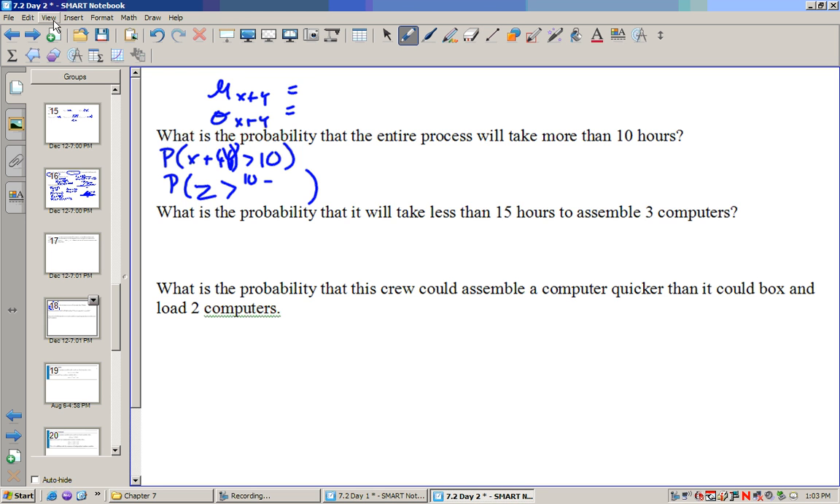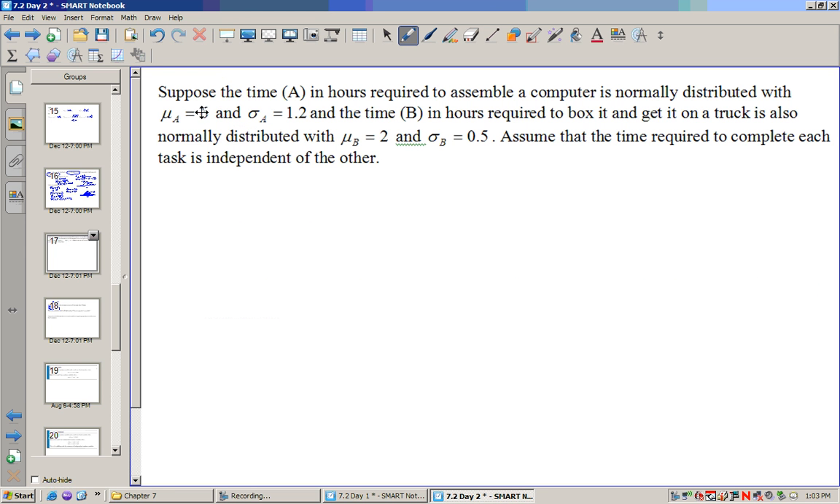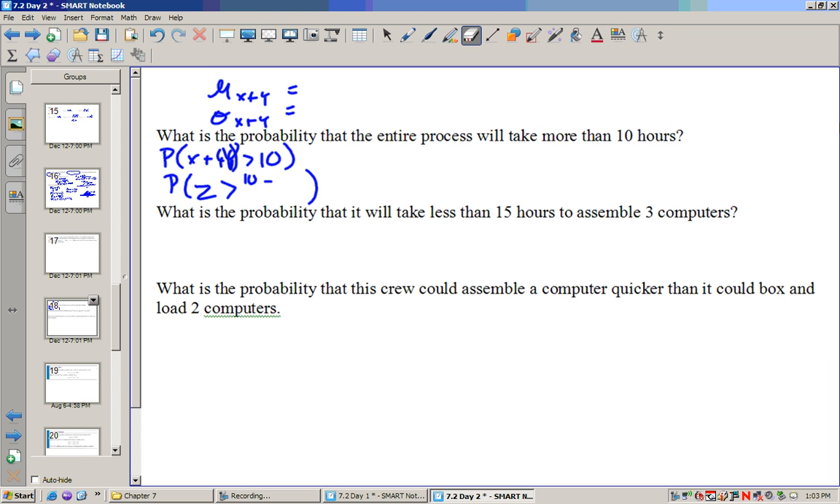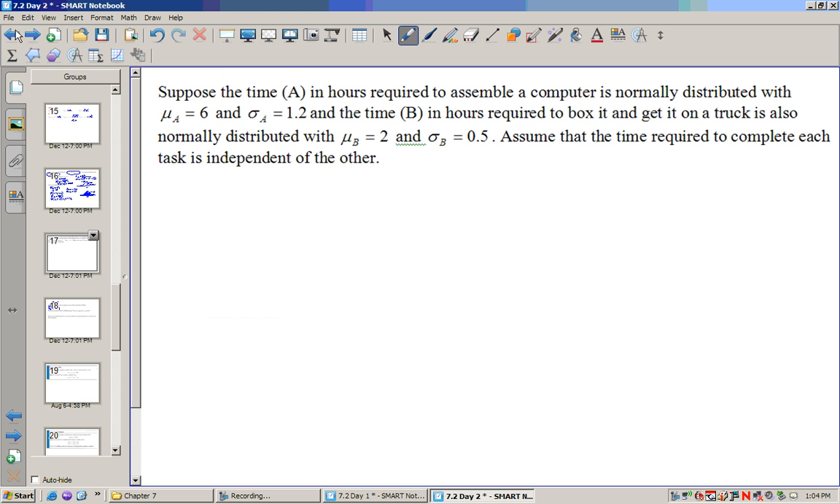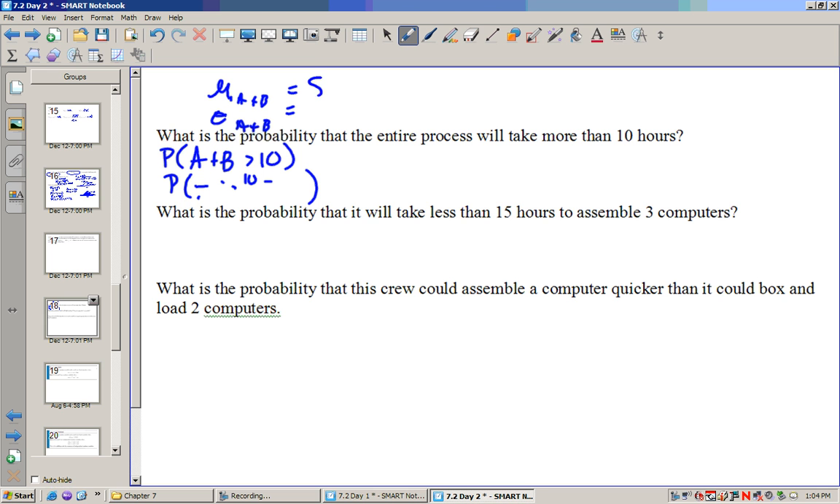My mean of x plus y is the mean of x. I should be saying a and b. Let's change that real quick to an a and b, because that's how the problem states it. The mean of a plus the mean of b will give us our new mean. So it's 6 and 2. So 6 plus 2 is 8.